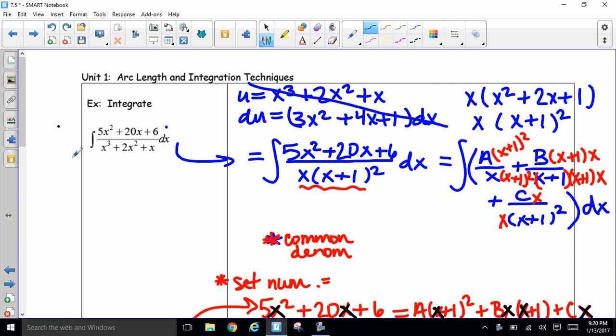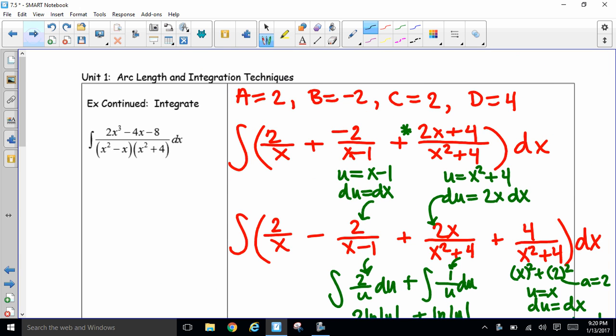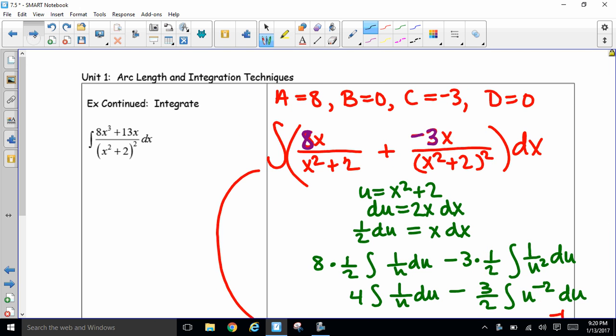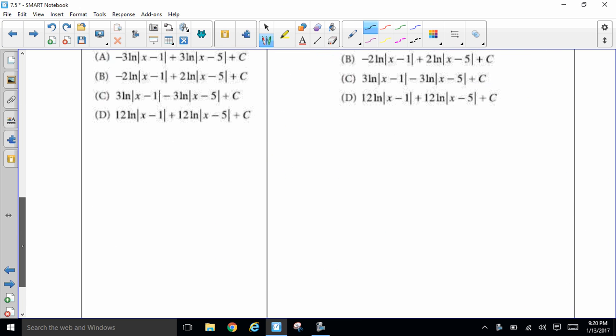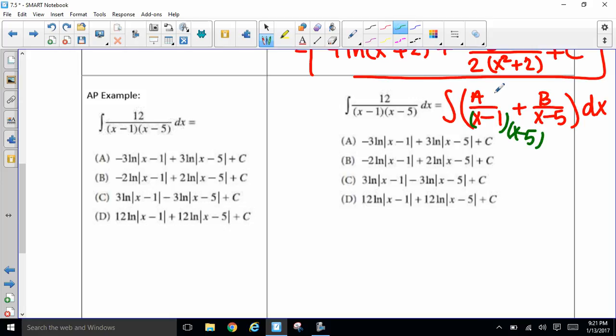So at the end of your notes, you had a multiple choice to try. Here's the solution for that. All right, so breaking into partial fractions, it'll be A over x minus 1 plus B over x minus 5 dx. Common denominator: this one needs an x minus 5, this one needs an x minus 5, this one needs an x minus 1.